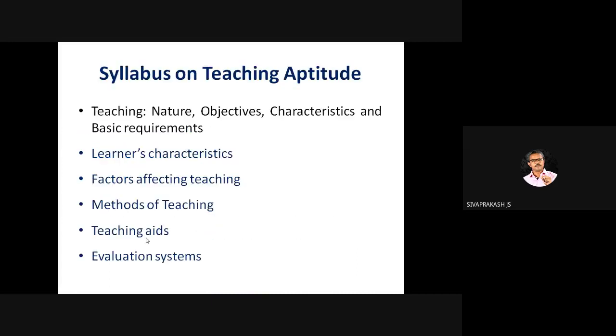The entire syllabus covers the teaching nature, objectives, characteristics, and basic requirements, then learners' characteristics, factors affecting teaching, methods of teaching, teaching aids, and evaluation system. That is what is presented as six chapters in the first unit, in which they have added some online teaching methods, MOOC, etc.